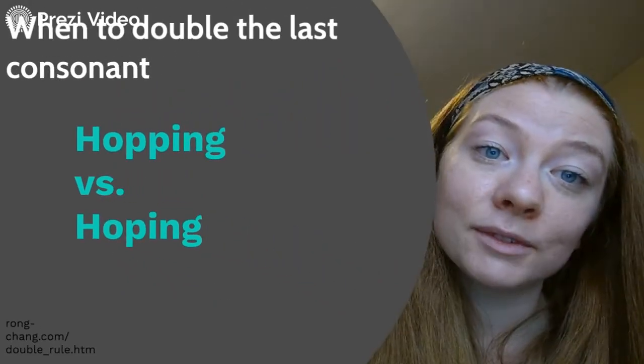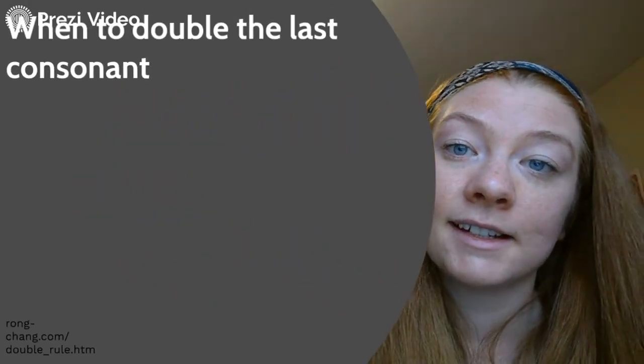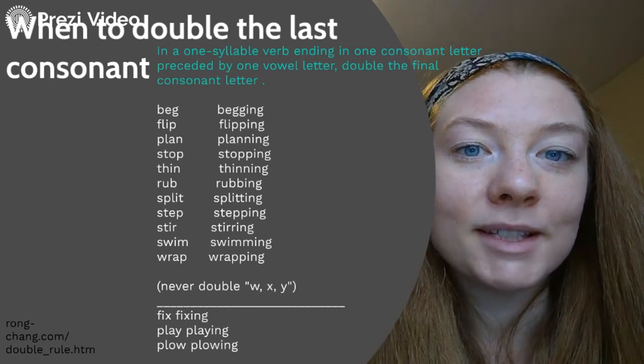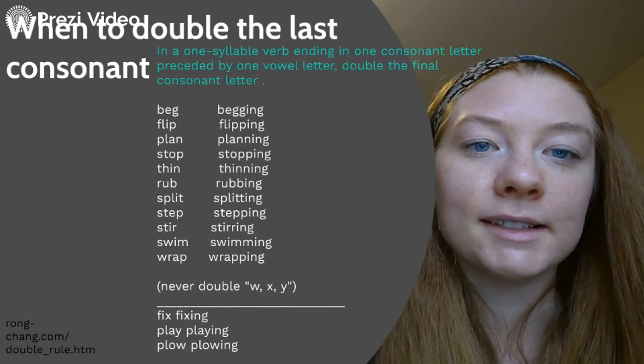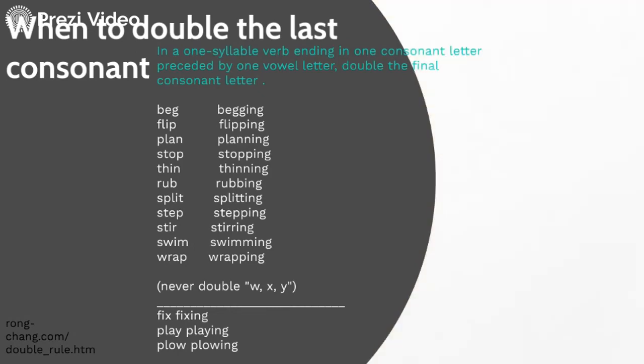And there are actually several verbs that work like this. Here is a list of some examples and a very easy rule to follow. If a one-syllable verb ends in a consonant letter preceded by one vowel letter, you take the final consonant and you double it. So, for example, beg. Beg is a one-syllable verb. It ends in a consonant letter and it's preceded by a vowel. So beg turns to begging.